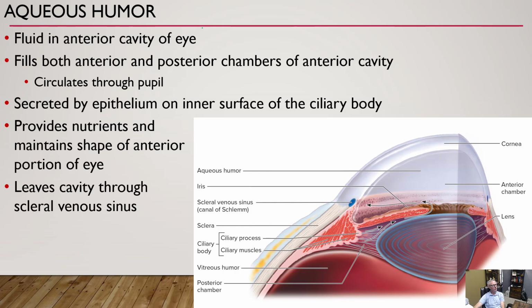All right, aqueous humor. Remember, aqueous humor is that fluid-filled chamber, or that watery fluid in our anterior chamber. Don't stick a needle in your eye. It's going to circulate throughout the pupil. It's secreted by these ciliary bodies. Basically provides a bunch of nutrients.